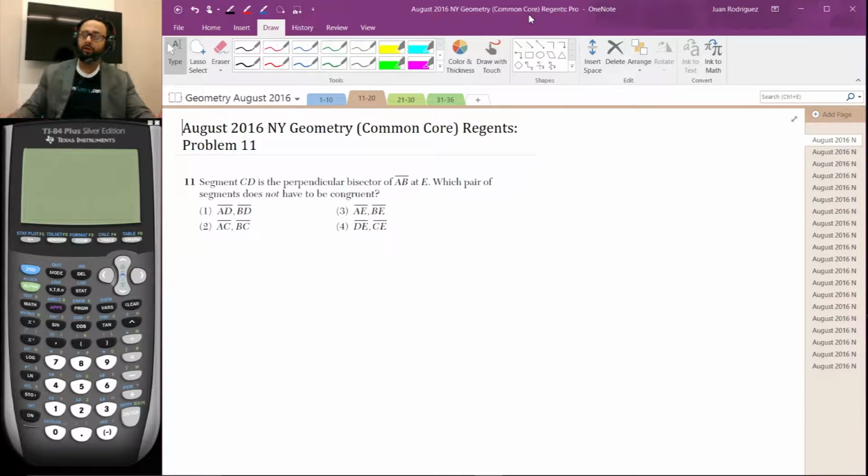Now, what I recommend is to try this problem on your own. Pause the video, see if you get the same answer as we do. Definitely, if you do get the same answer, click that like button.